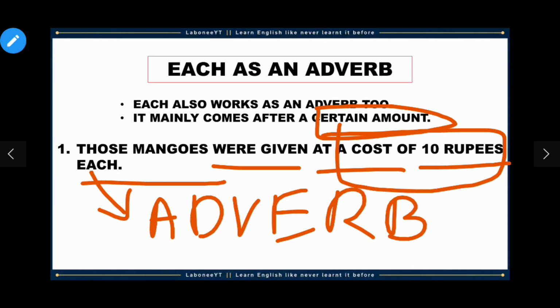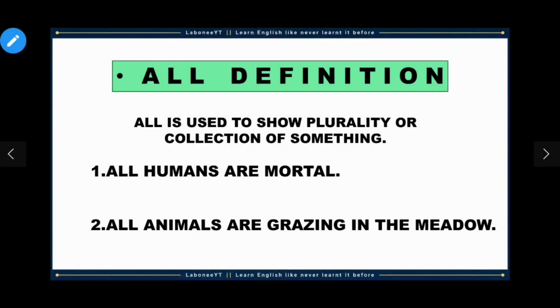So it was about each, how to use it as a determiner, how to use it as a pronoun, how to use it as an adverb. So one by one I have explained how to use it correctly with some examples, how to write them correctly. I have explained all of them separately with some examples, so there will be no doubt for you. Next, we are going to discuss what is all, how to use it through some perfect examples. Let's check it out. So next we shall know all and its definition, how to use it, and so on, really with examples.